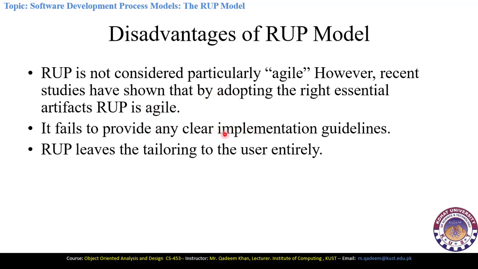It also fails to provide any clear implementation guidelines. In this process model we have no clear implementation guidelines. Although it gives us the architecture values, it doesn't give us complete guidelines about software development. The Rational Unified Process model leaves the tailoring to the user entirely. It means that it depends on the user entirely. So here the user is actively involved, but it is completely dependent on the user as well.